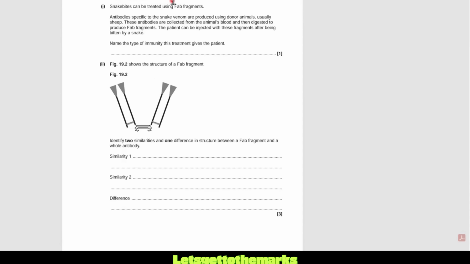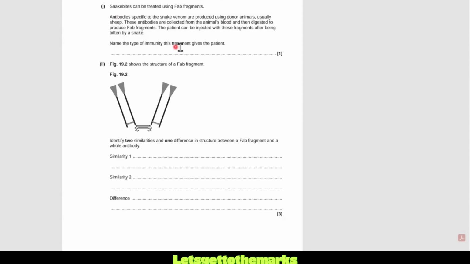Fragments of antibodies known as Fab fragments have a number of uses. Snake bites can be treated using Fab fragments. Antibodies specific to the snake venom are produced using donor animals, usually sheep. These antibodies are collected from the animal's blood and then digested to produce Fab fragments. The patient can be injected with these fragments after being bitten by a snake. So it's like an antidote. You know, in the movies, when they ask who's got the antidote to the poison? It's basically some antibodies that will lock on and neutralize those toxins.